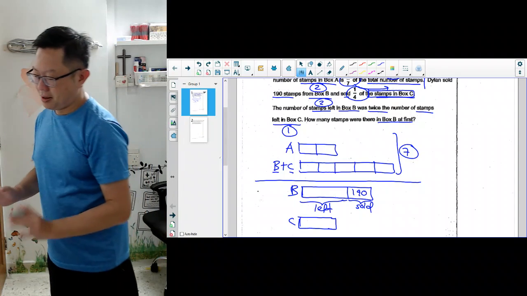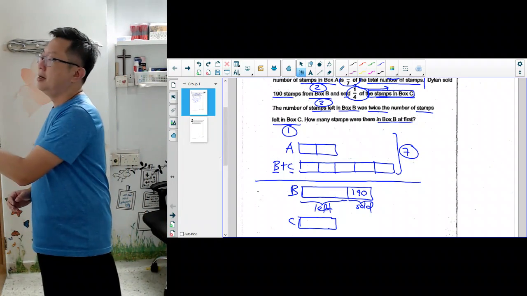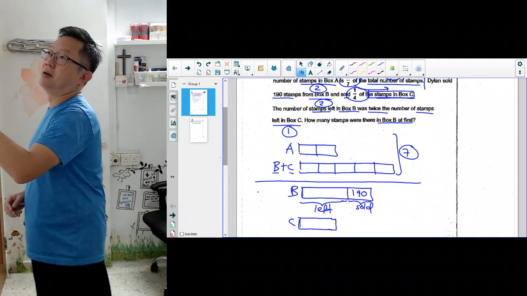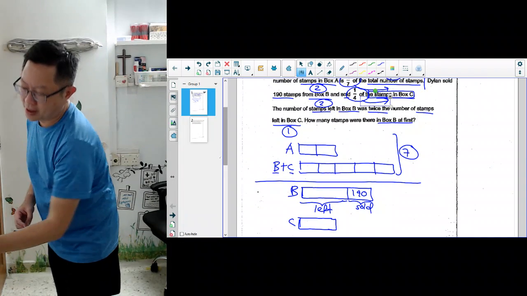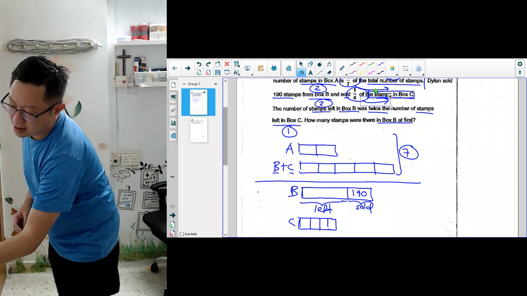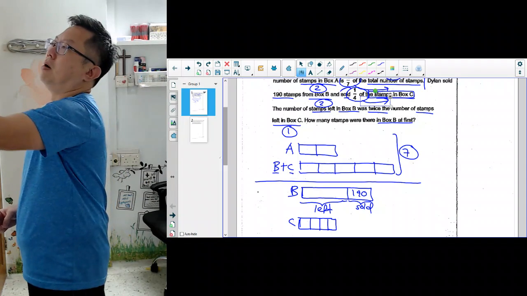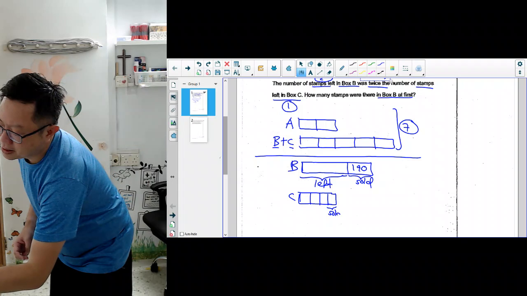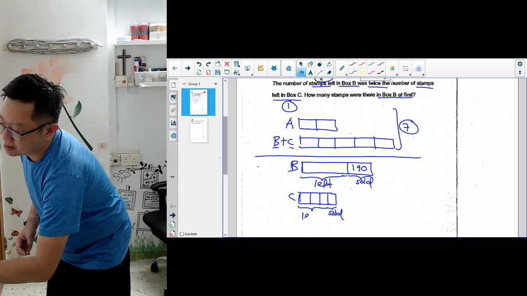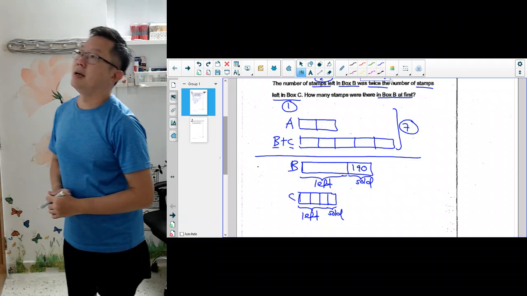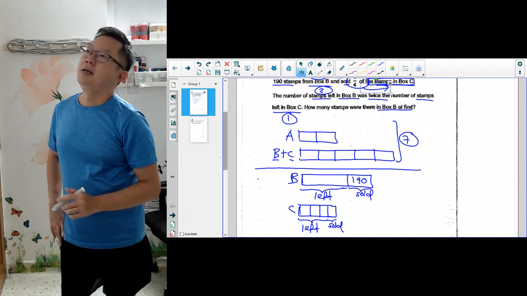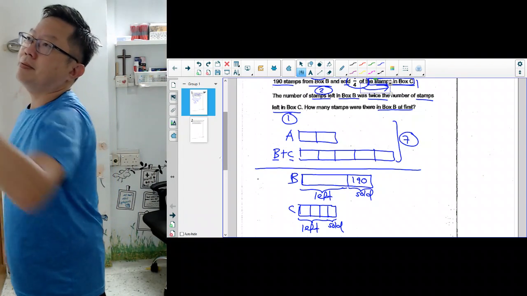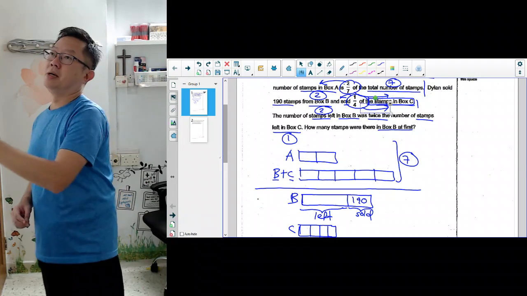Okay, so I have a shorter rectangle for box C, and I cut it into 4 boxes because the denominator is the total boxes they cut. And he sold 1 box or 1/4 of the stamps in box C. So I'm going to label here, he sold, and the rest of the boxes must be the left. Okay, and then let's continue reading. And so where are we now? We are until here. Okay, so we are almost halfway through the problem already.